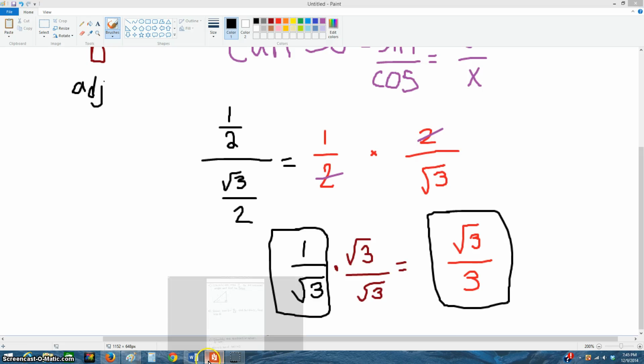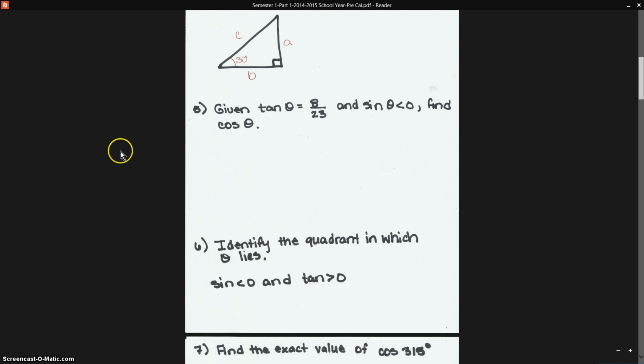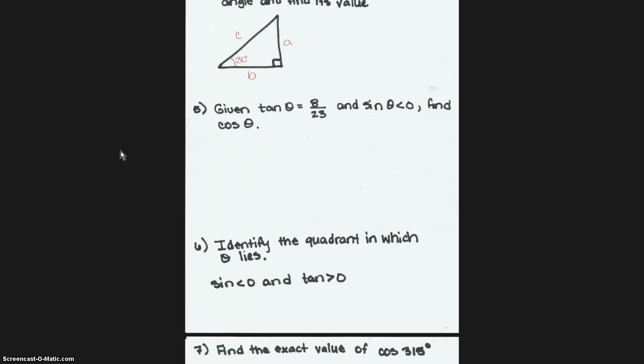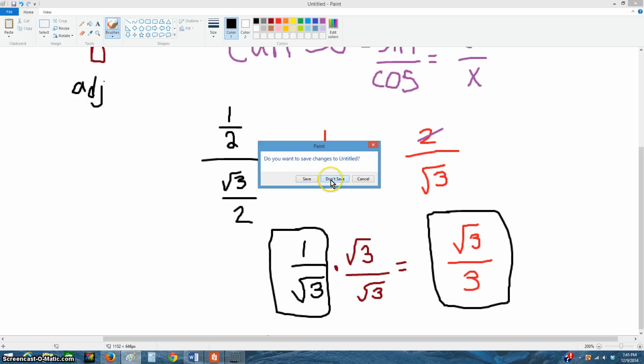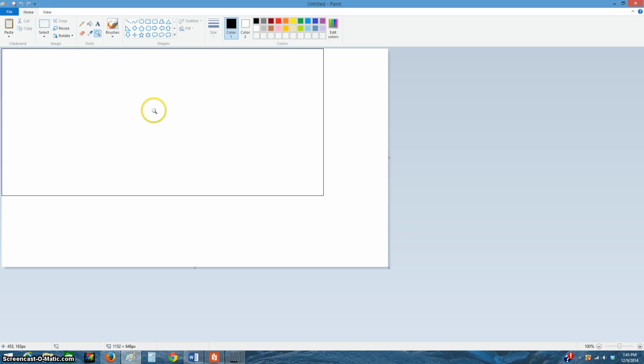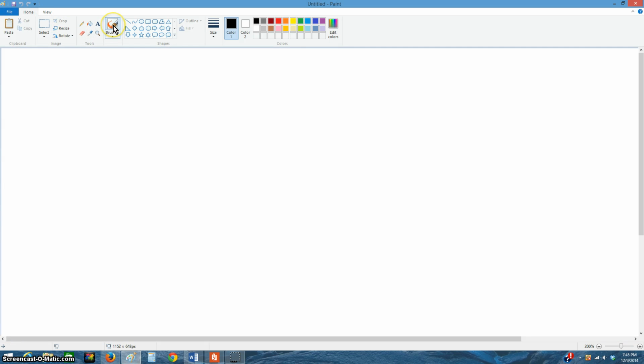If you take a look, number 5 says, given that tangent is 8 over 23 and sine of theta is less than 0, find cosine of theta. Okay, so the first thing you want to do here, let me go ahead and clear this out and get a new page. Okay, it's saying that tangent is 8 over 23.